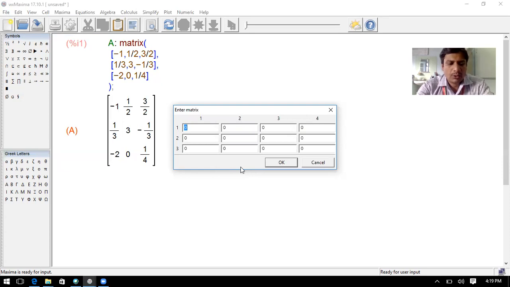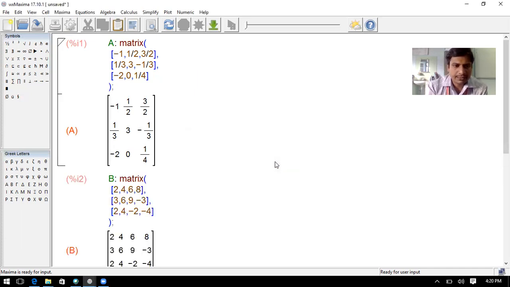2, 4, 6, 8, 2, 4, 6, 8, 2, 4, 6, 8, then 3, 6, 9, minus 3. Next, last row: 2, 4, minus 2, then minus 4. Okay, this is the B matrix that contains 3 rows and 4 columns.